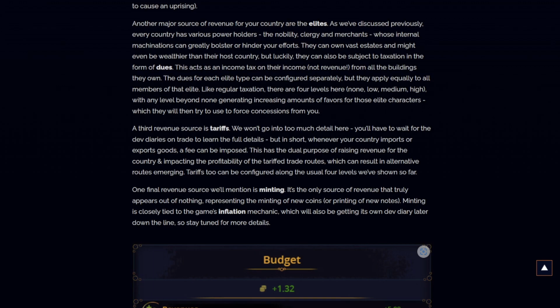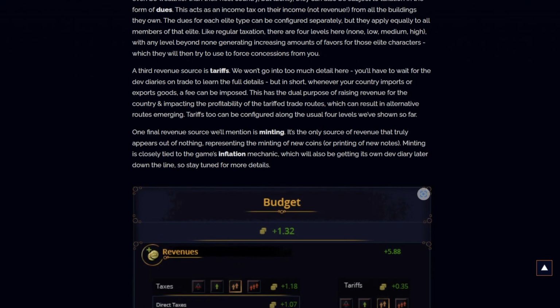But imagine you want it higher than none quite often, I would think. So you are getting a good amount of money from them. But obviously, it depends what kind of concessions you have to give. Like I say, I would imagine it's maybe less levies in the early game, and then some kind of law change to give them more power in the future. Maybe a parliament or something like that. Who knows? A third revenue source is tariffs.